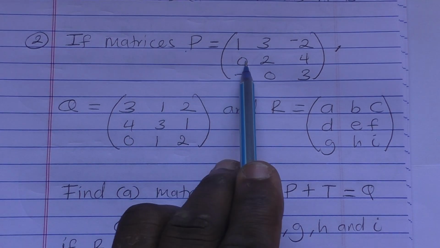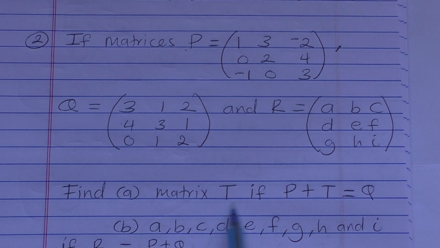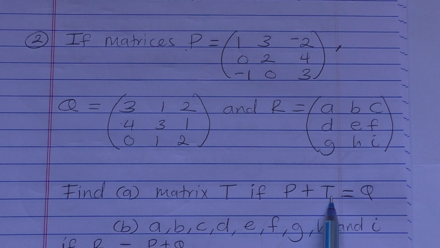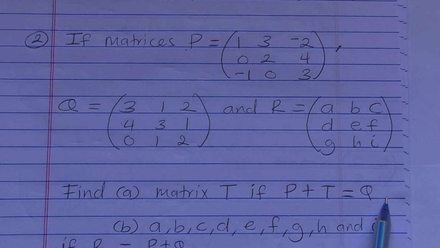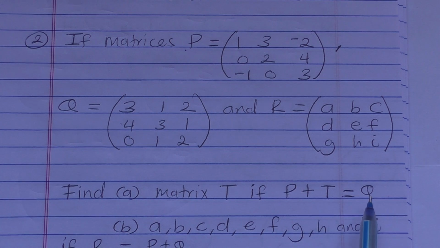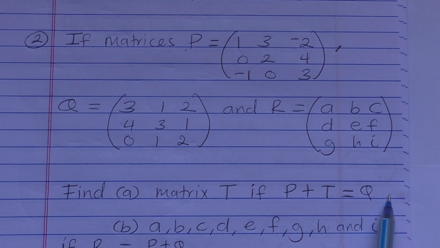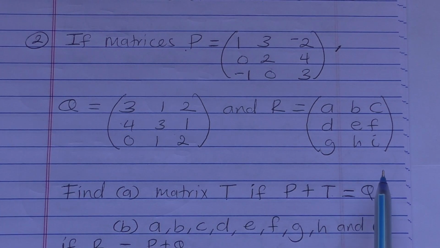We have matrix P, Q, and R. So they want us to get T if P plus T is Q. So here we shall first make T the subject. Take P the other side. So that becomes T equals Q minus P, and then we subtract Q minus P to get T.